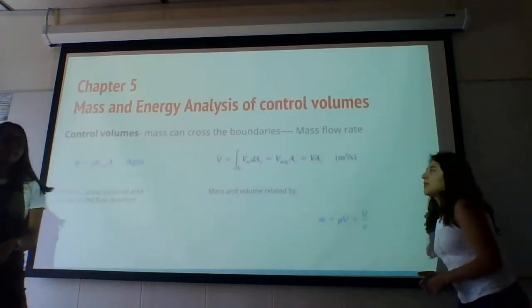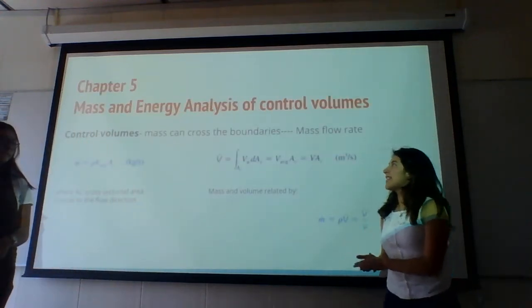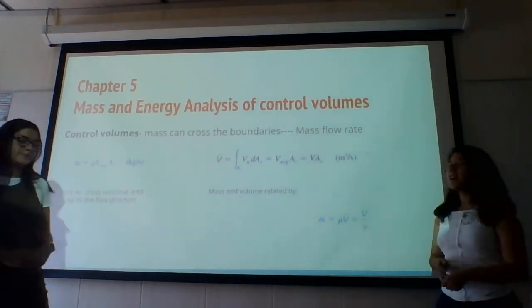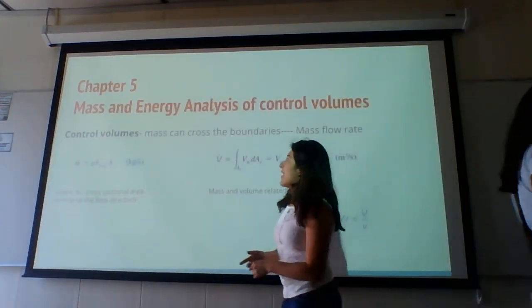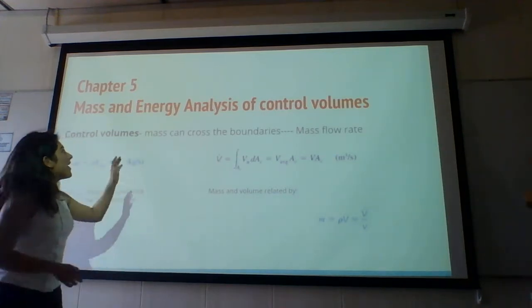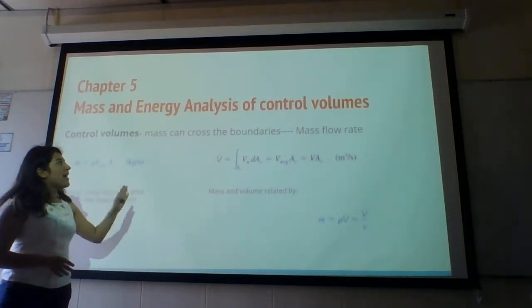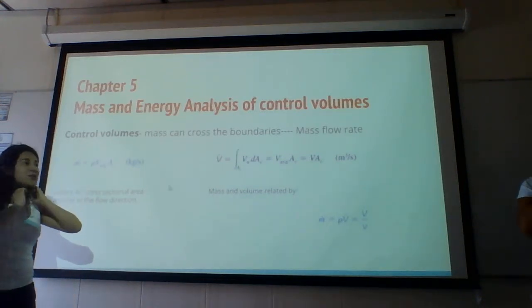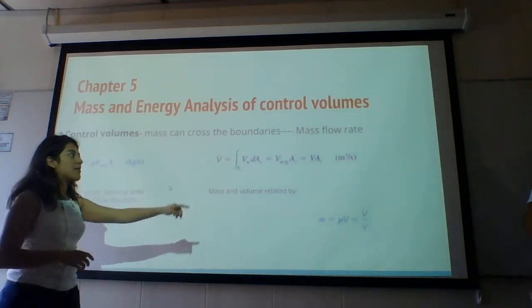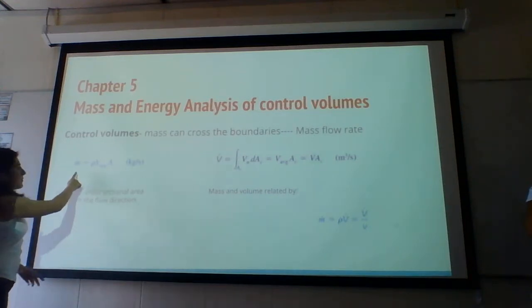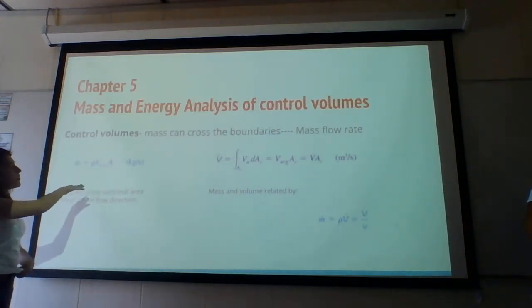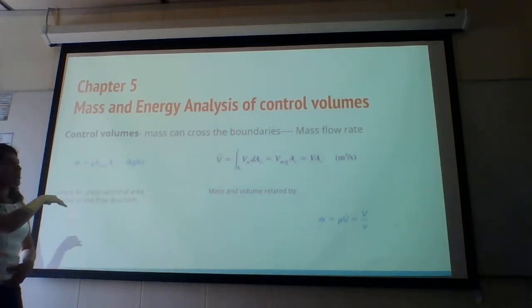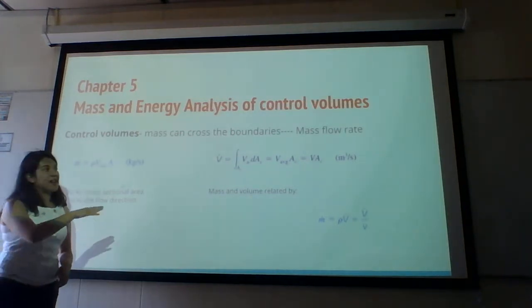So now I'm going to talk about chapter 5, which is mass and energy analysis of control volumes. In this type of system, control volumes, mass can cross the boundaries, so we have to take into account the mass flow rate, which is given by this formula: the mass flow rate equals the density times the average velocity times the cross-sectional area.